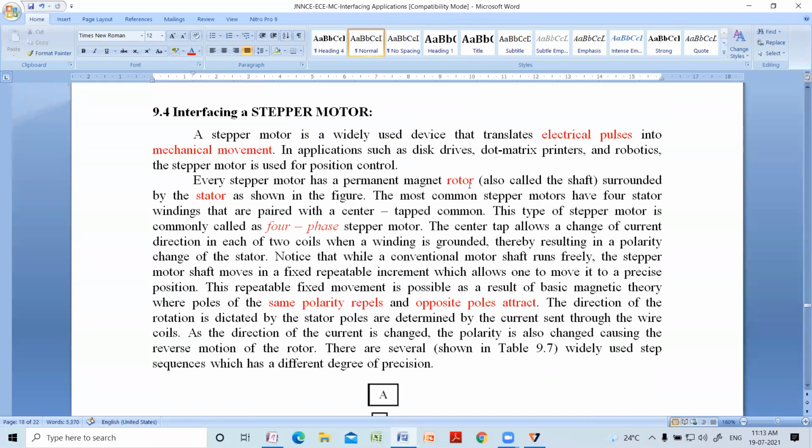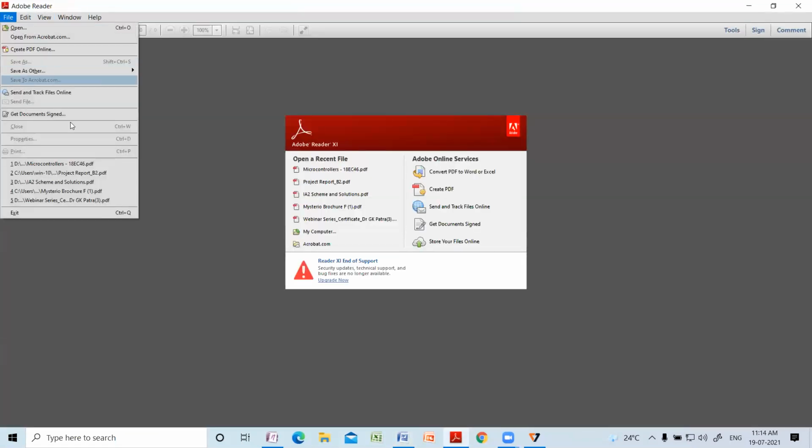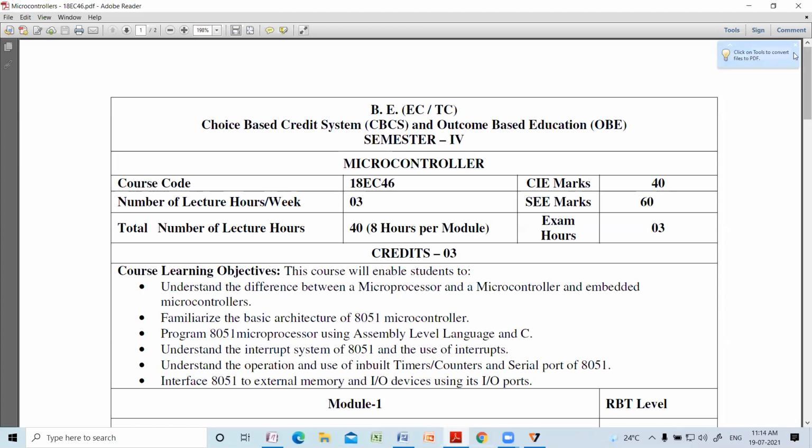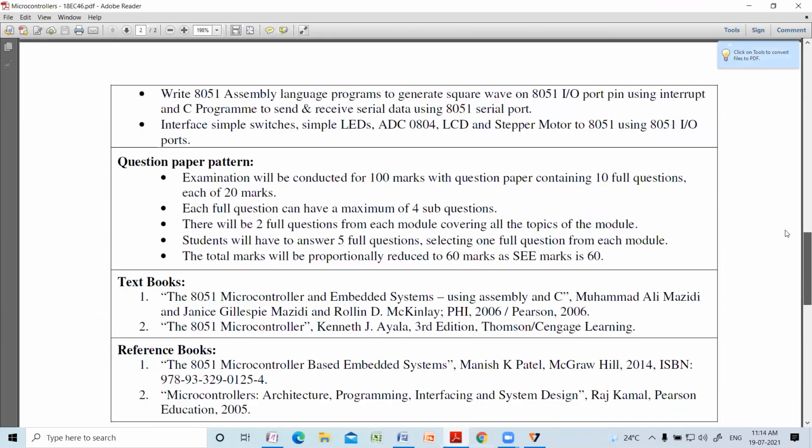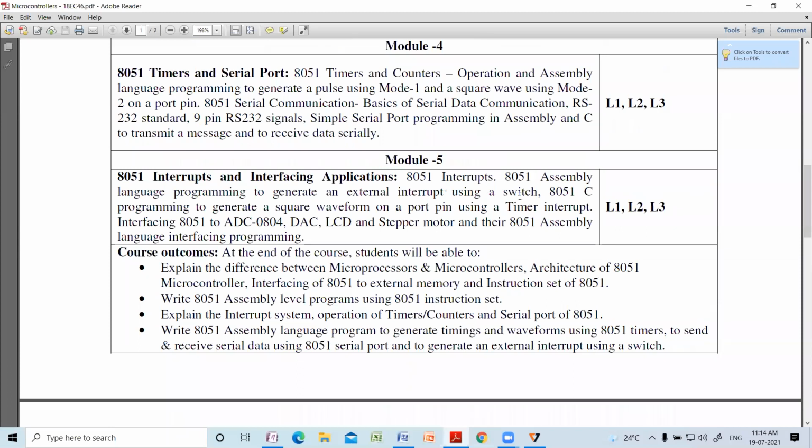So the last article is stepper motor interfacing. If you just see the syllabus of 8051, we are here actually, in the last part. We have completed LCD, ADC and DAC, and the last article remaining is the stepper motor.